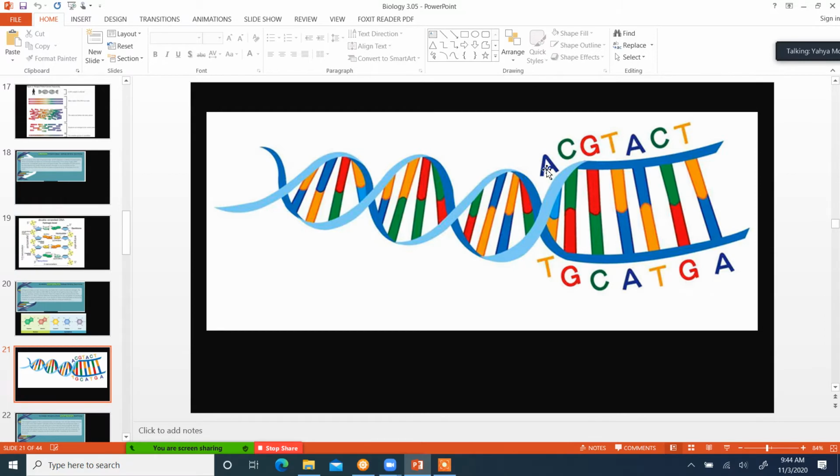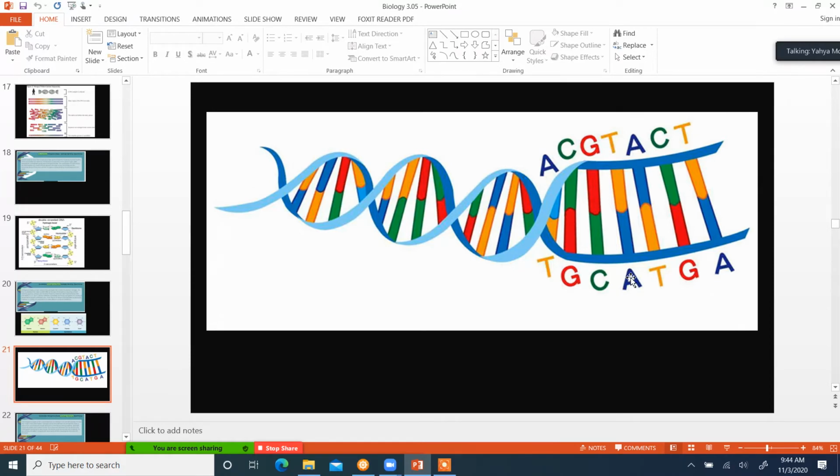If you have only one strand and the other strand is missing, you can recreate the other strand, because each of these nitrogenous bases only forms a bond with one other base. T always goes with A. It never goes with anything else. If I have a T here, I know that this one here has to be A. Do you understand what I'm saying?